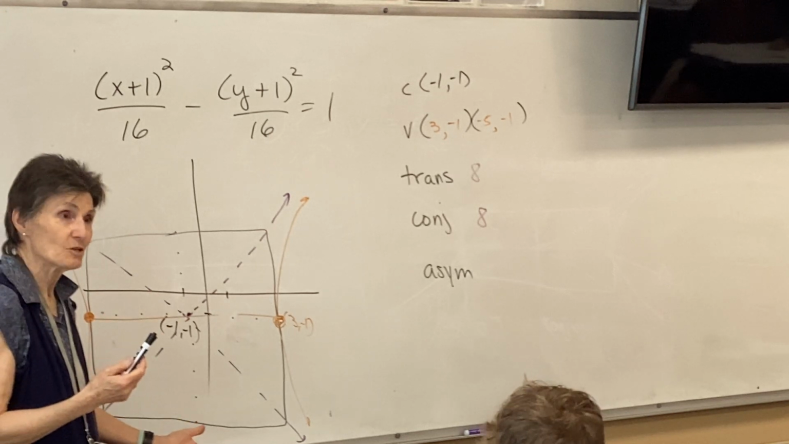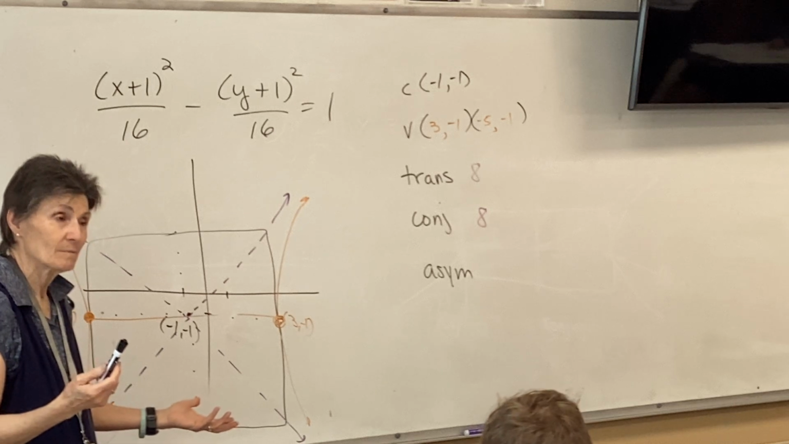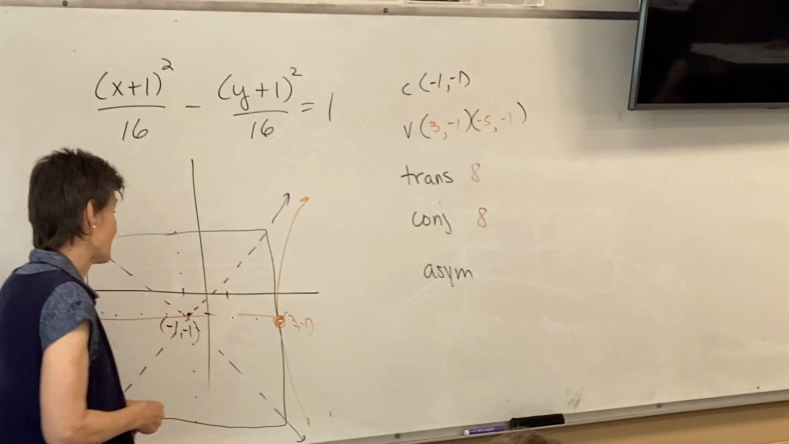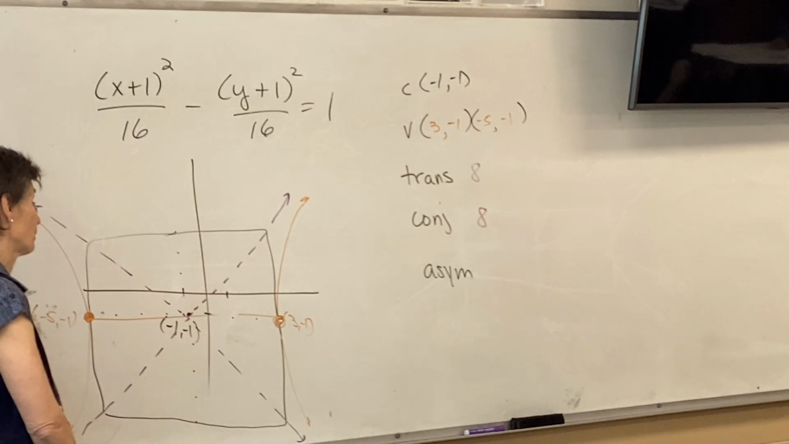Does that make sense to you? Equilateral, what does that mean? Same length? So we're going up and down and sideways the same amount, that's called an equilateral hyperbola.